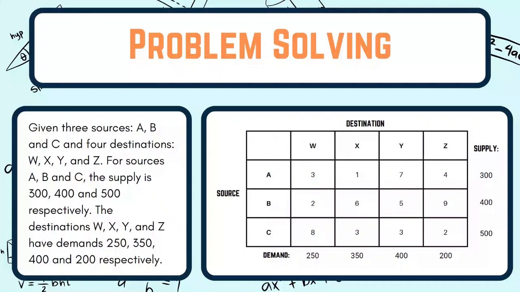Now let us solve a transportation problem. For example, we are given three sources, A, B, and C, and four destinations, W, X, Y, and Z. For sources A, B, and C, the supply is 300, 400, and 500 respectively. The destinations W, X, Y, and Z have demands of 250, 350, 400, and 200 respectively.